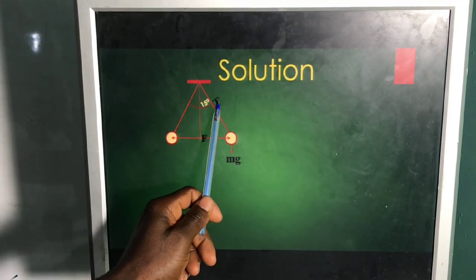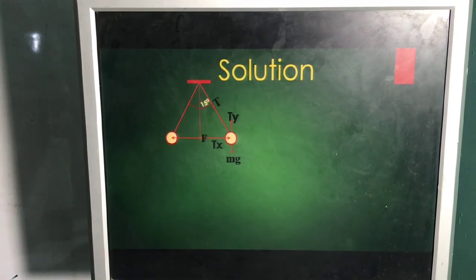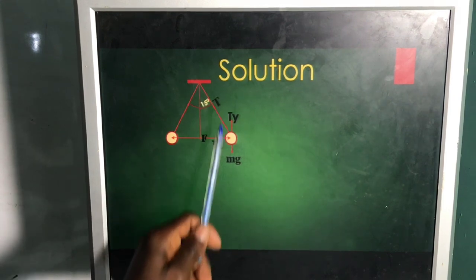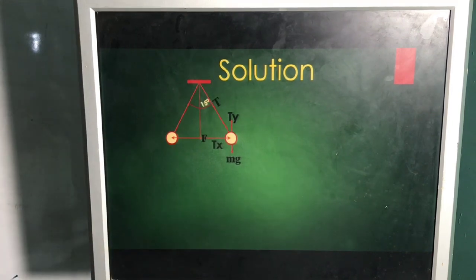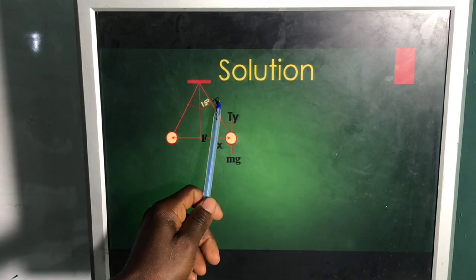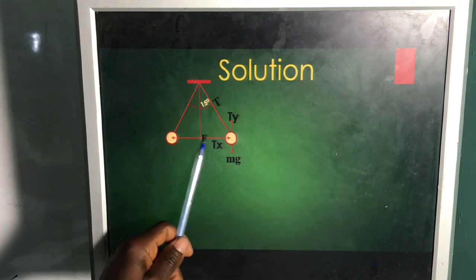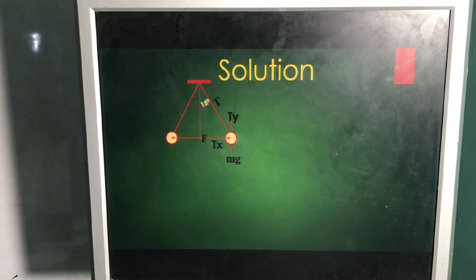So when we resolve this tension, we get two components of the tension, Ty and Tx. The F is producing Tx for the T, and the mg is producing the Ty for the T. That is the interpretation of this question. So both Ty and Tx make up T, but Ty is produced by mg and Tx is produced by F. So both F and mg are producing the T.